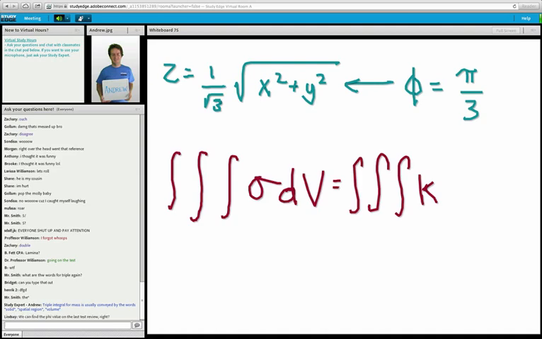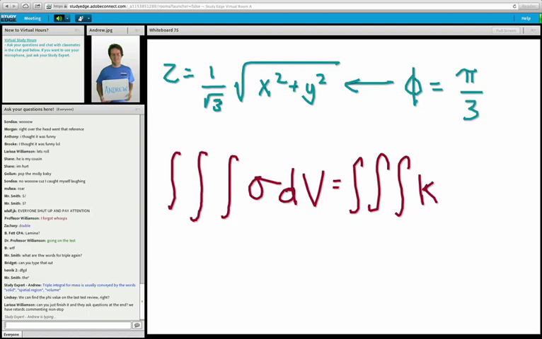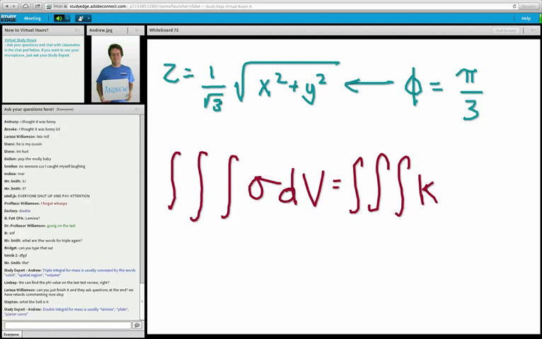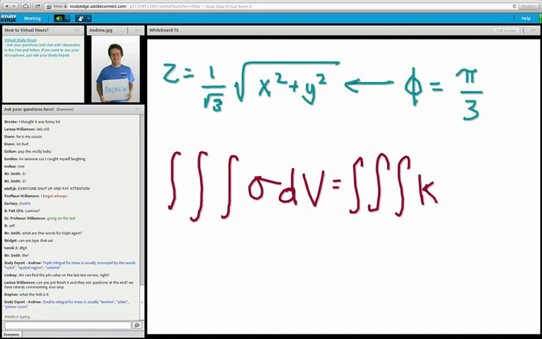Double integral for mass is usually lamina, plate, planar curve. That's about it. Stephen, it says proportional. So because it says proportional, we need a K.